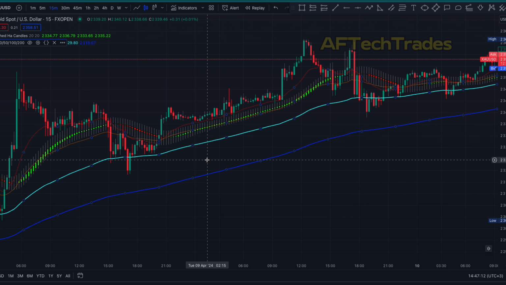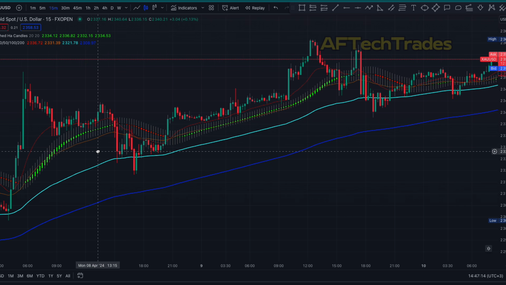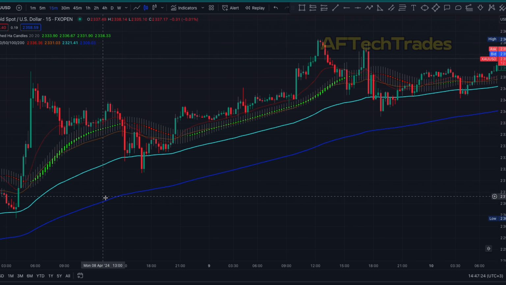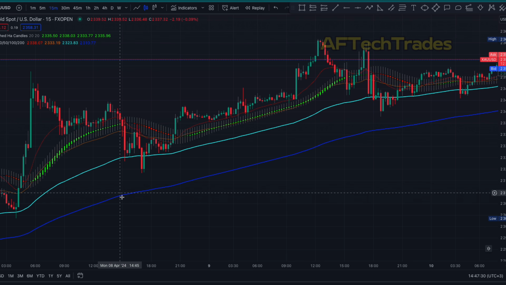So how does this strategy work? Now look at these ones we've taken, this particular third one and the fourth one. This one represents the 50 and the 100 and the 200 EMA. These two represent the 100 and the 200 EMA.